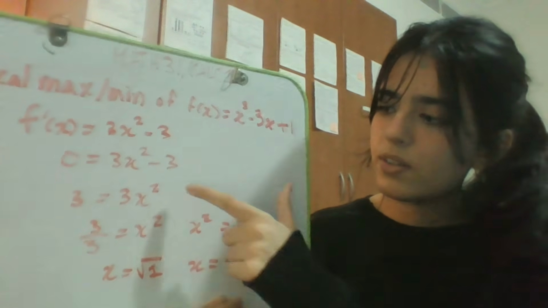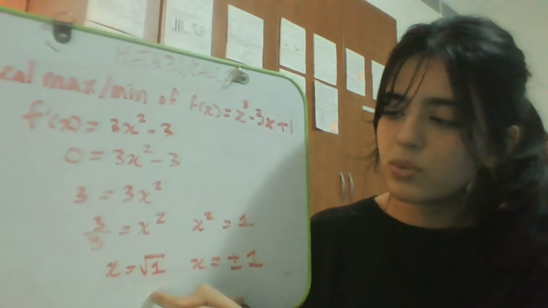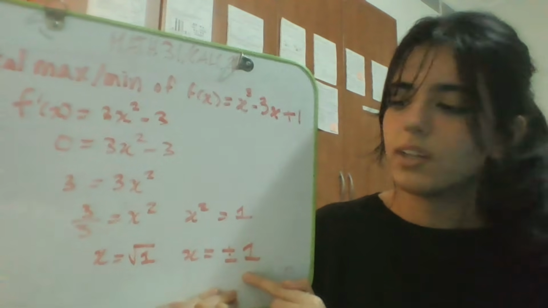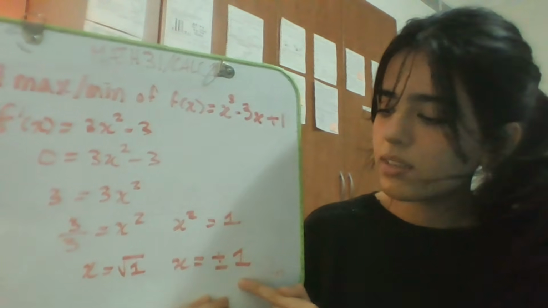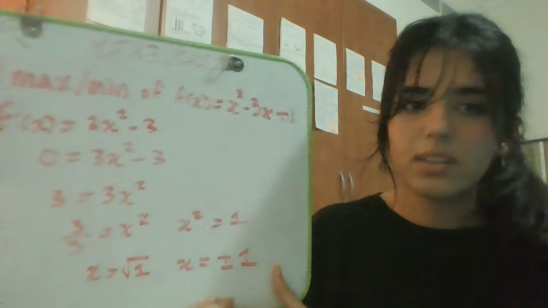You isolate for just x, and I want to mention, keep in mind when you square root a number, you're going to take the positive and negative version of that to put on the number line. So the next step is to put -1 and +1 onto the number line and check the intervals.